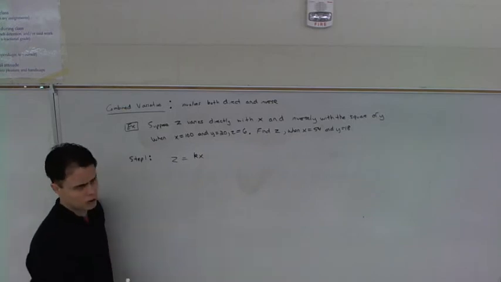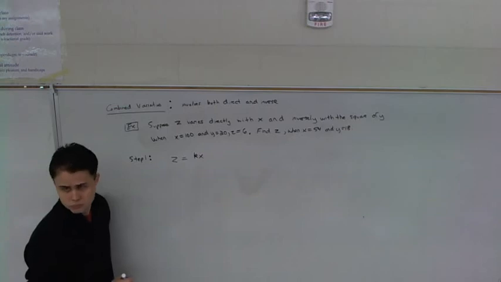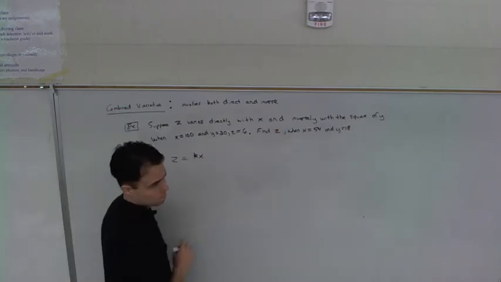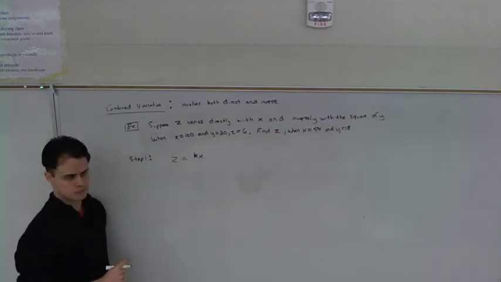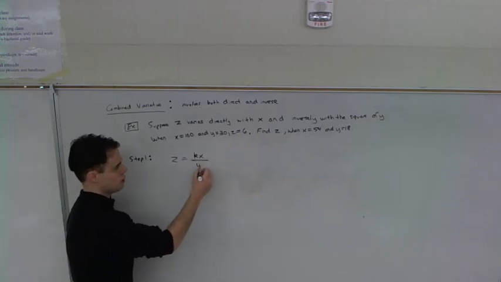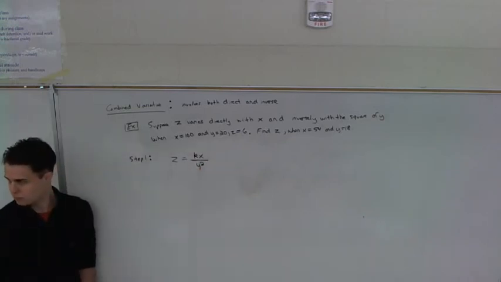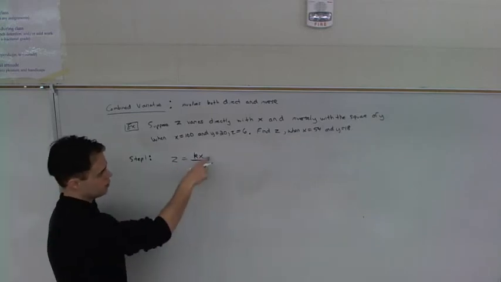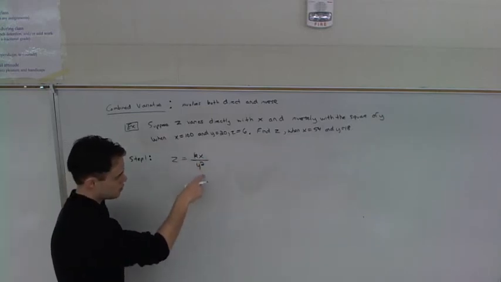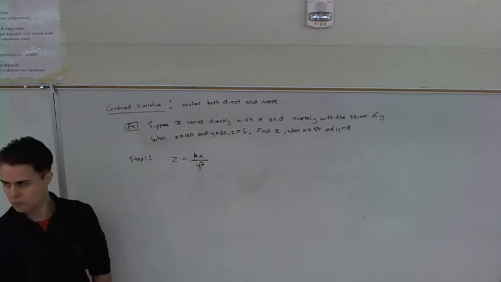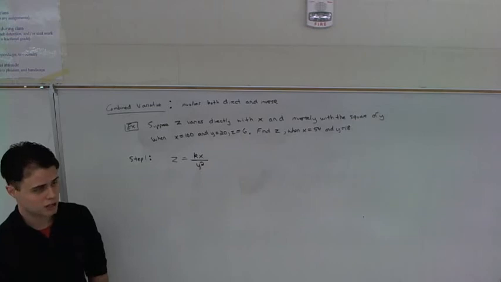So I write another separate equation for this part. Just divide by y squared. That combines both, right? So it's varying directly with x and inversely with y squared. Okay? Then you plug in your stuff and find k.